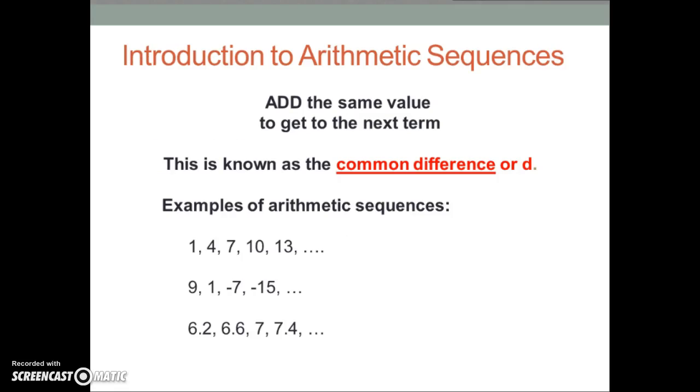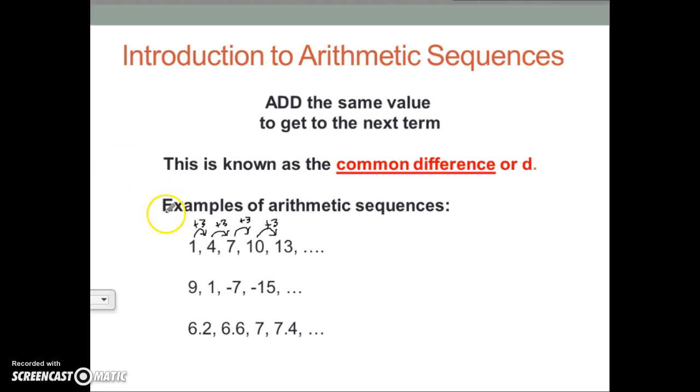First of all, arithmetic sequences are sequences that add the same value to get to the next term. This is called the common difference and is noted with the variable d. Here are some examples of arithmetic sequences. In this first example, we can see that the common difference is 3 because to get to the next term for each of these, we are adding 3. That 3 is the common difference.